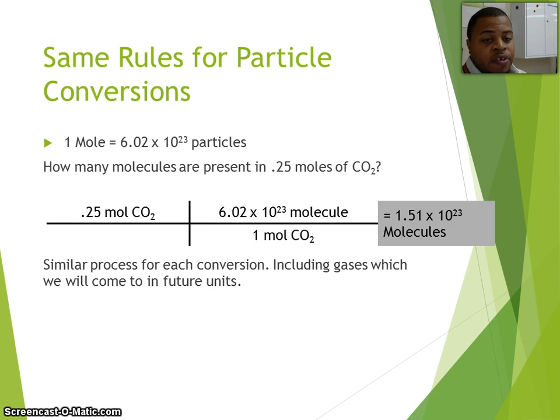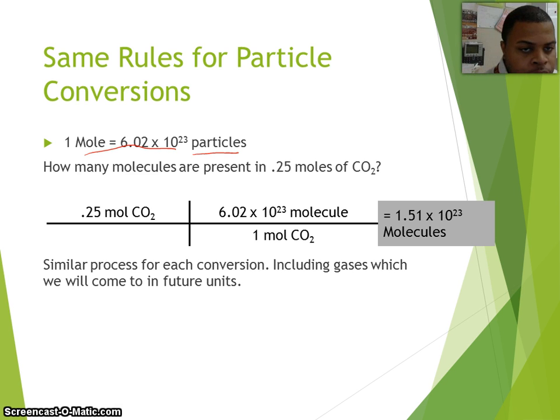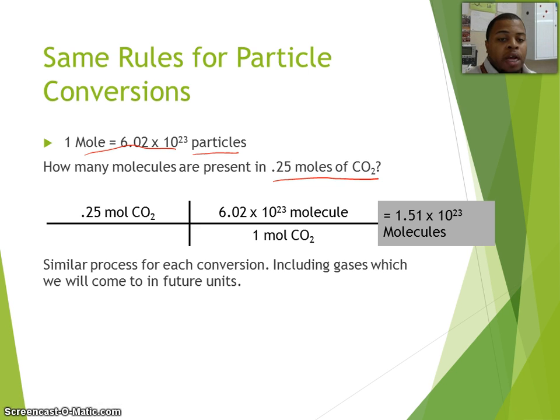Now, using the conversion factor that we've set up here, knowing that 1 mole equals 6.02 times 10 to the 23rd particles. Again, that can be molecules, atoms, or formula units. Being that we know that relationship, we can now use that to figure out information such as how many molecules are present in 0.25 moles of carbon dioxide. So, setting up my table just as before, my 0.25 moles of carbon dioxide are given to me in the problem, and my goal is to figure out how many molecules.